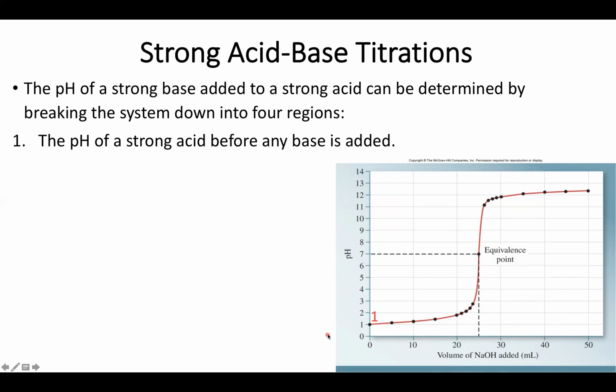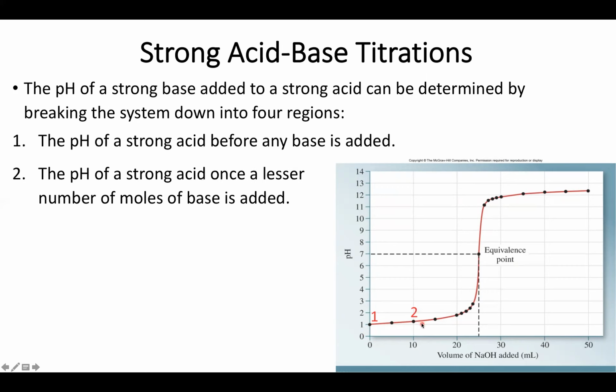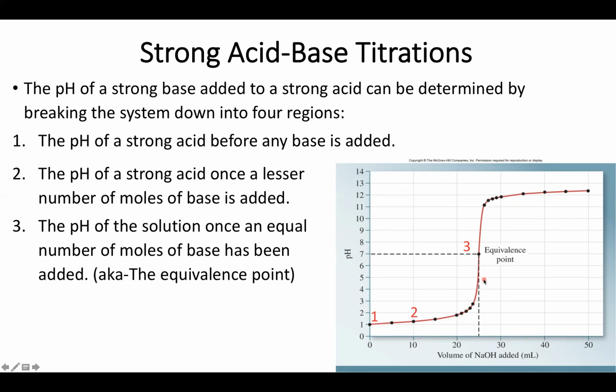The first of which will be before I add any of my titrant. In this case, I just have a strong acid in solution and no base. So we can go ahead and find the pH just using a strong acid calculation. Then I can add increasing amounts of sodium hydroxide, and as I add more base, I will start consuming this strong acid as the pH goes slightly up and up and up as I have less strong acid in solution. Then we have a drastic increase of pH once we get near what's called the equivalence point.